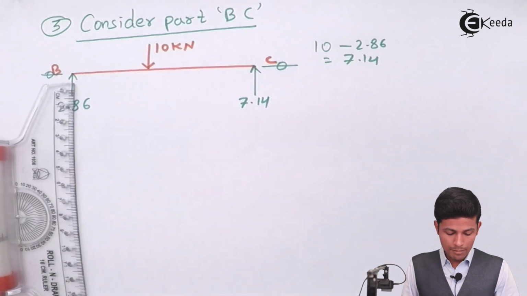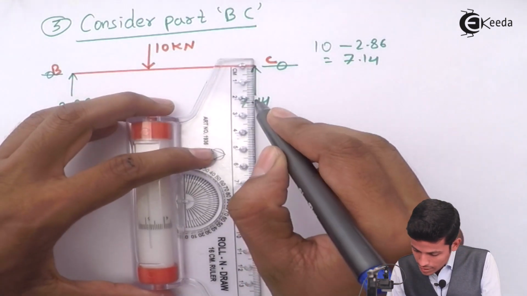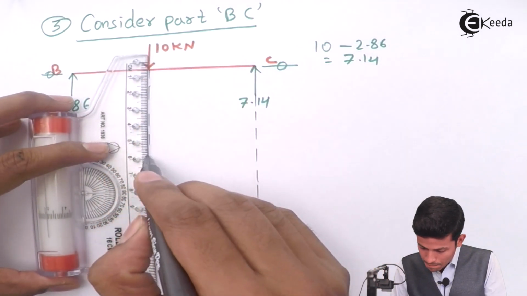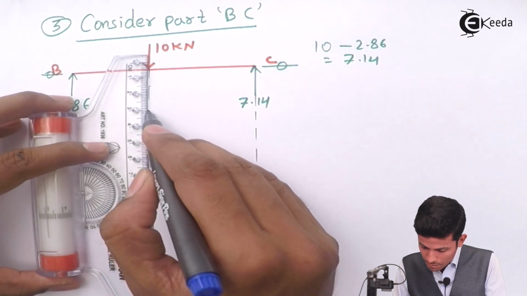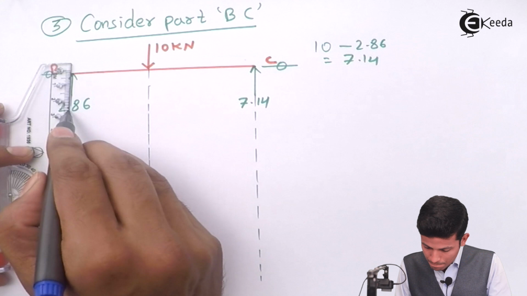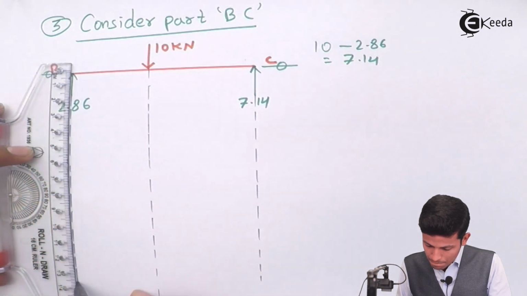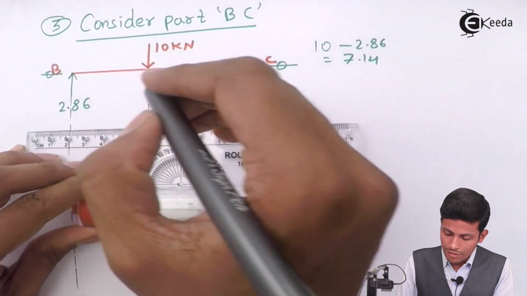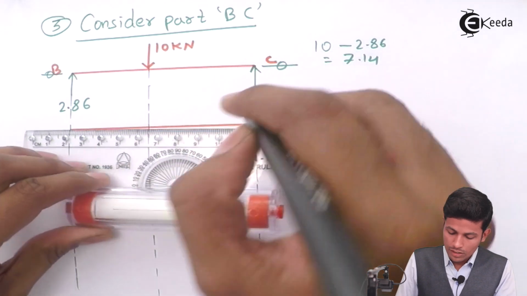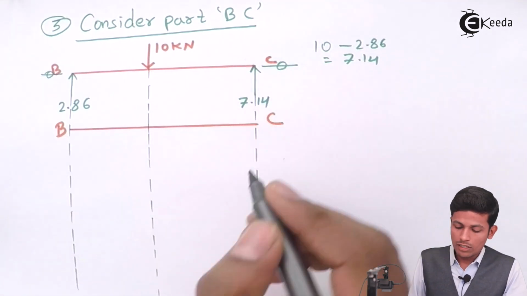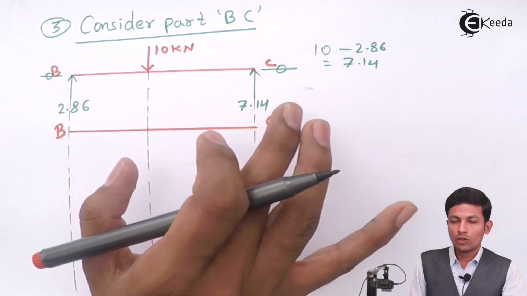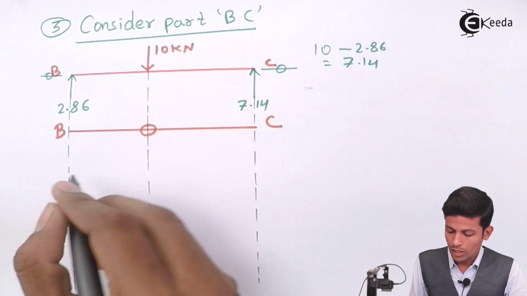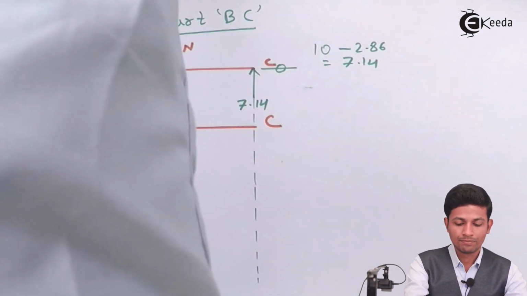Now draw the SFD and BMD. Always extend the diagram. Now see, first what you have to do is draw the AFD part. This is your B, this is your C. Since there is no compressive or tensile load over here, the AFD will be 0. AFD will be 0.